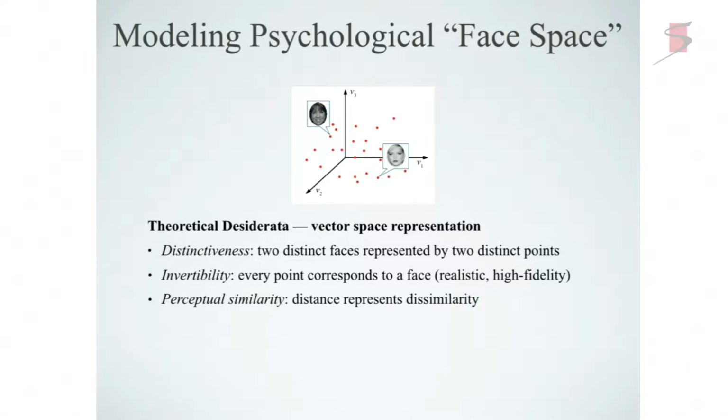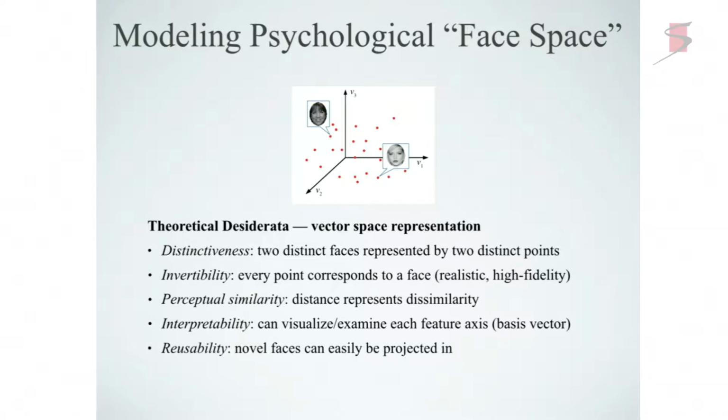And you also want to capture the sense of perceptual similarity such that Euclidean distance in this space represents the perceived dissimilarity of faces according to human subjects. And ideally, you also want to be interpretable such that you can visualize or examine each feature axis or basis vector.